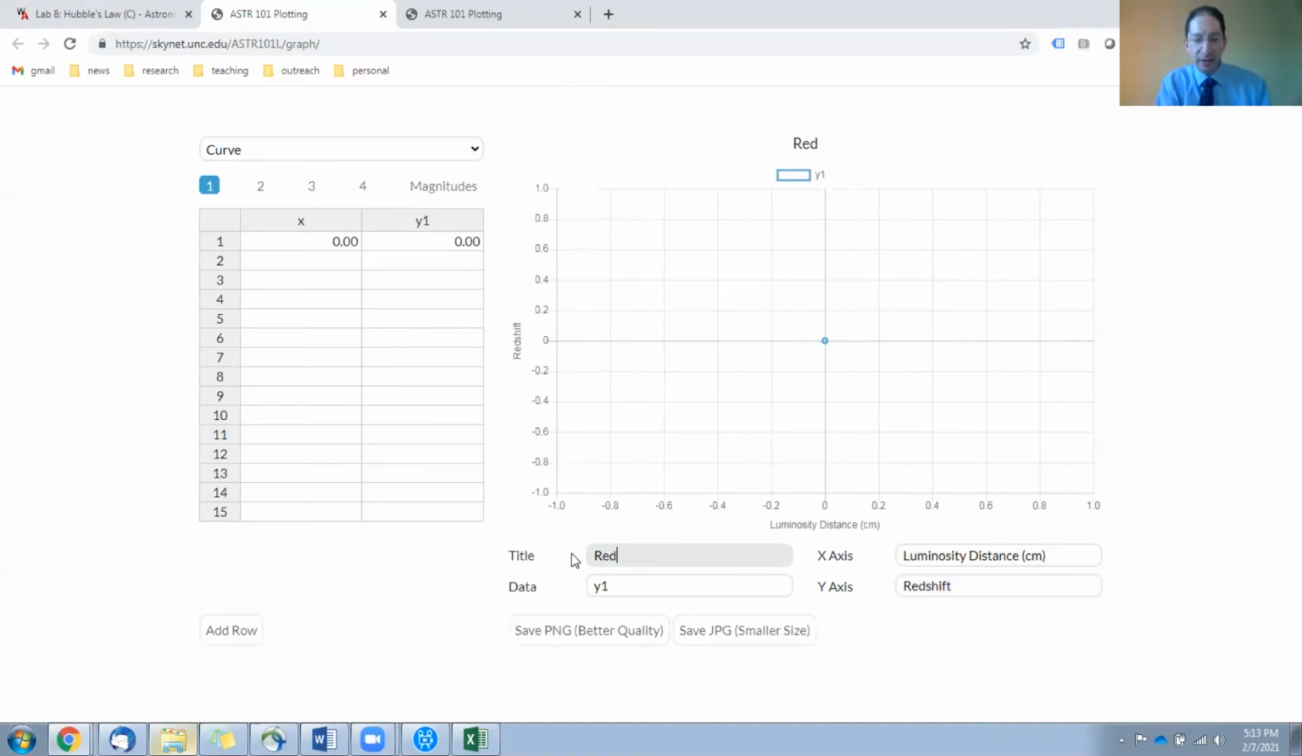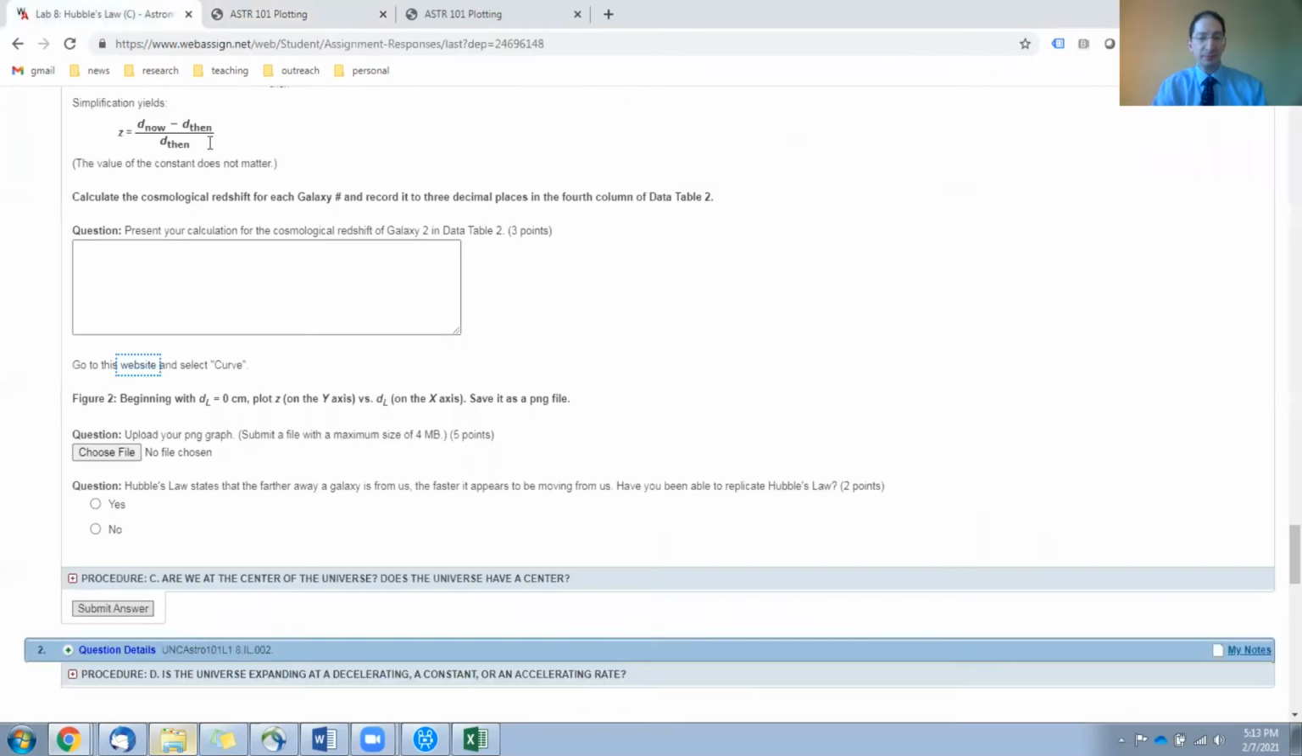The title can be simply redshift versus luminosity distance. And you'll plot it up and we'll see what it looks like. You can save it as a PNG. Then upload it to WebAssign here. And then it asks you a question. Hubble's law states that the farther a galaxy is away from us, the faster it appears to be moving away from us. Have you replicated Hubble's law? If so, answer yes here.